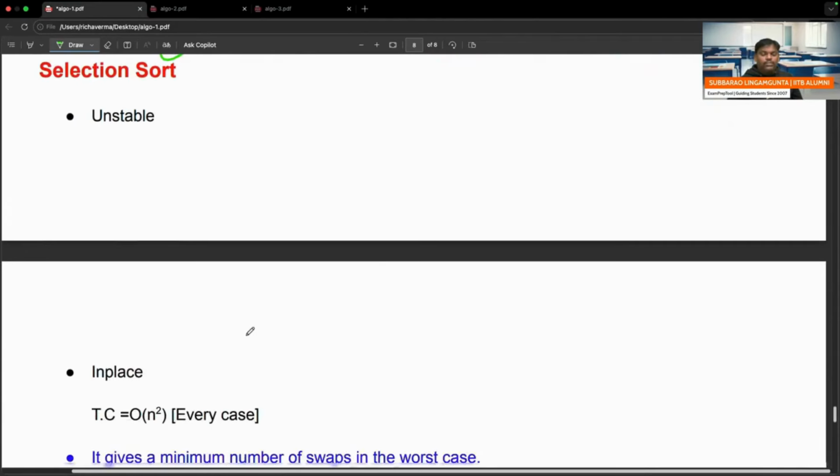Let's go to selection sort. Selection sort is unstable. Now, the first pass is over: the first minimum will come to the first place. Second pass over: the second minimum will go to the second place. While doing that, the second minimum is somewhere here, and you are swapping it to the second place.